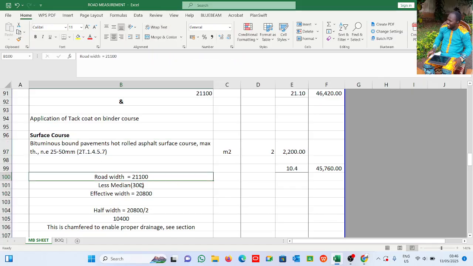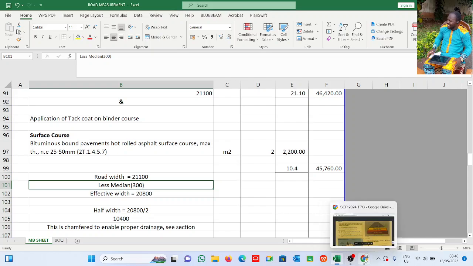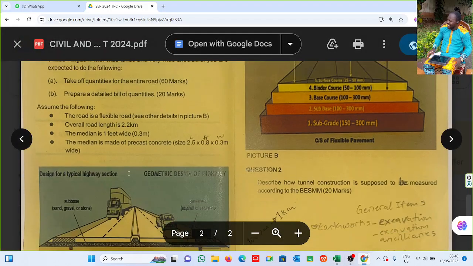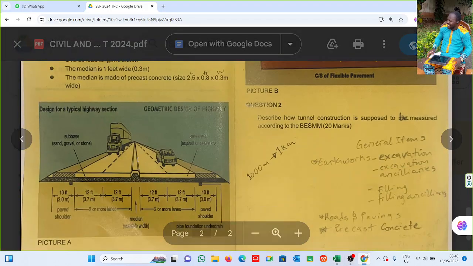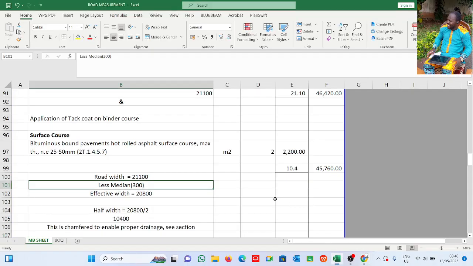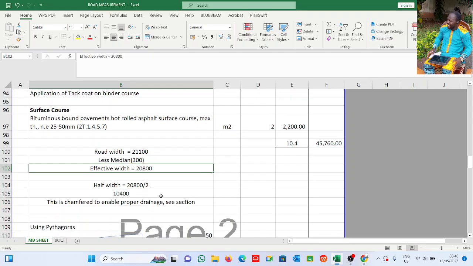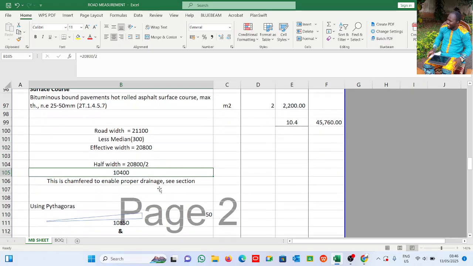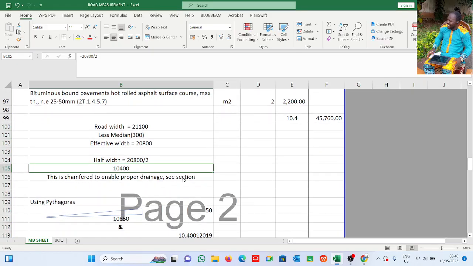Now we have to less the median, because here we already have the median on it, so we have to less the median from there. Okay, then this is the effective width. Now divide by 2, because we have one on this side, we have one on this side. It is 10,400. See, this is chamfer to enable proper drainage.